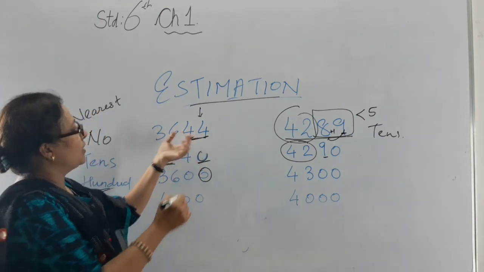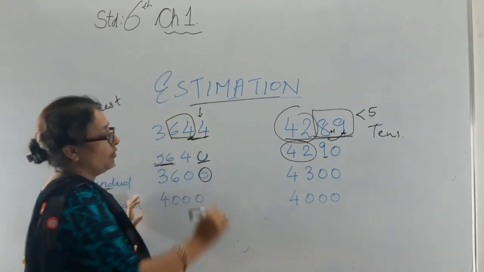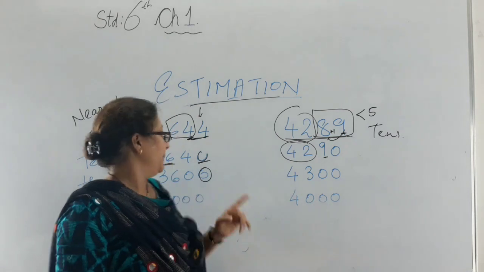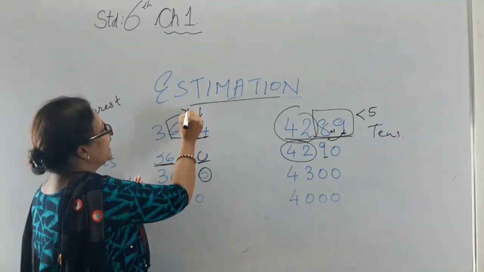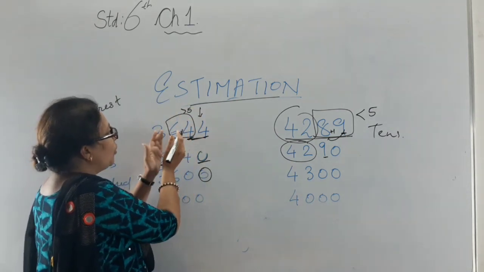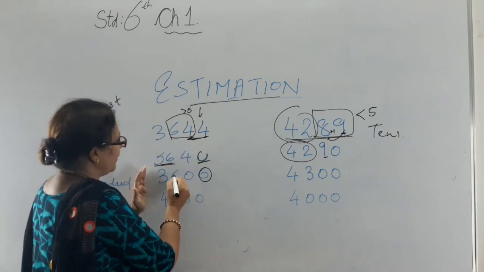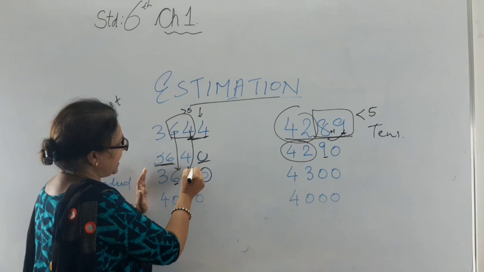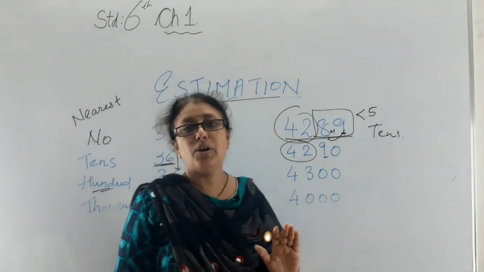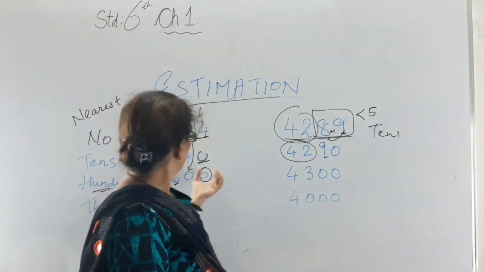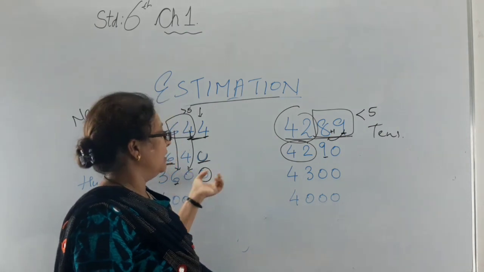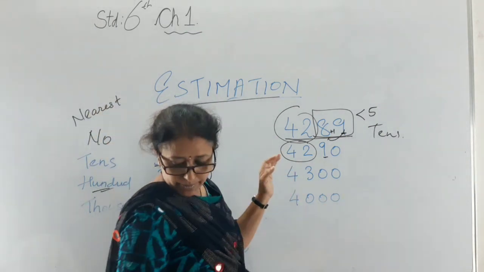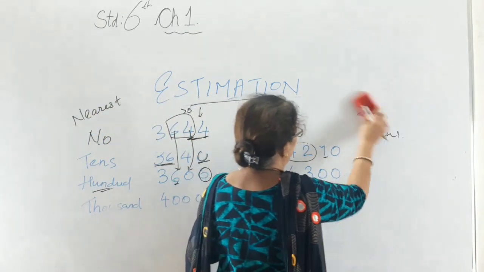We only have to focus on 6 and 4 for rounding off to 100. So as this 4 is less than 5, there will be no changes in this number. So we will copy 6 as it is and 4 will be replaced by 0. Because it is rounding off to 100, 2 zeros will be added in the answer. Same way, another example, that is 4289.